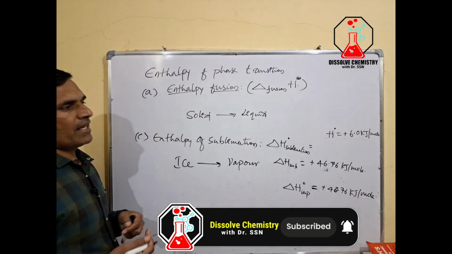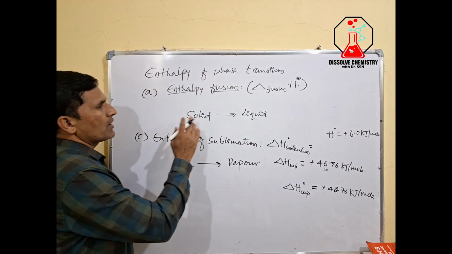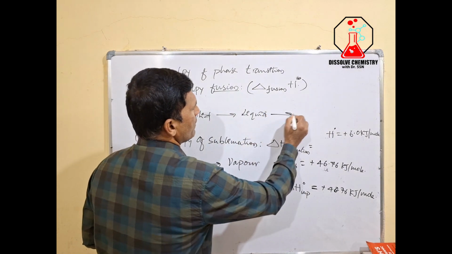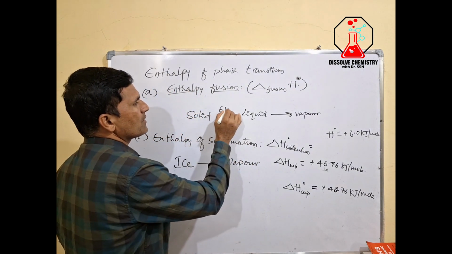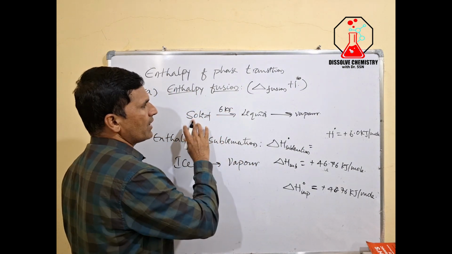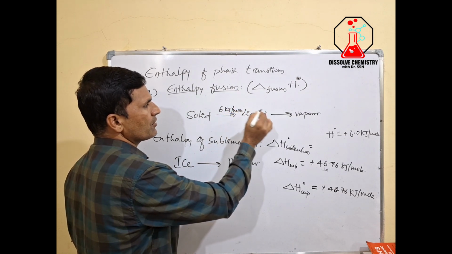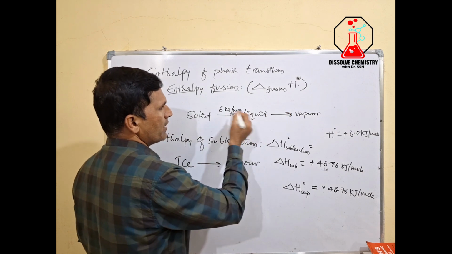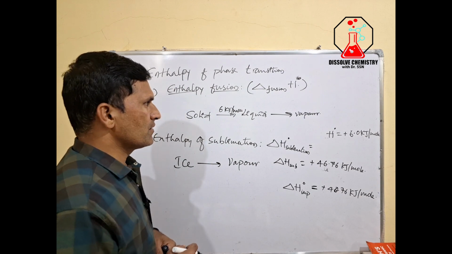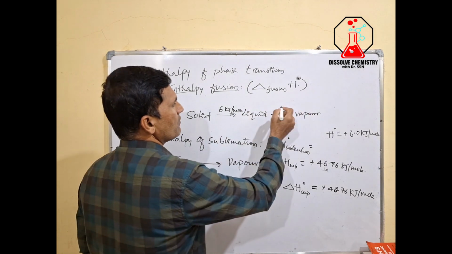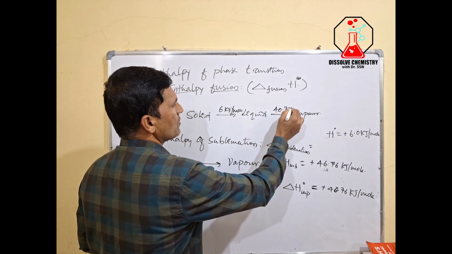Now you might be wondering how we get this 46.76. Now you are converting solid to liquid and liquid to vapor. Solid to liquid, 6 kilojoules per mole of energy is being absorbed, that is ice to liquid water, at 0 degrees Celsius. Similarly, liquid to vapor, the amount of energy absorbed is 40.76 kilojoules.